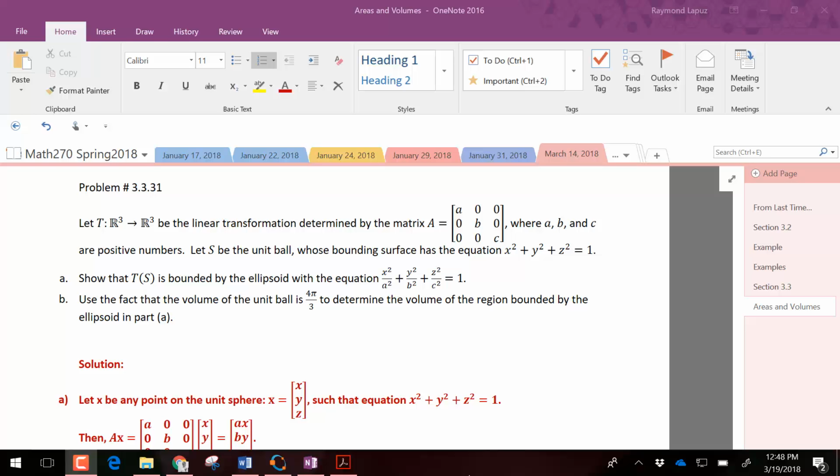From last time, we took a look at the whole idea about areas and volumes transforming through a linear transformation. Here's your information over here, where we have a transformation determined by this diagonal matrix ABC, and we want to know where the sphere, actually when they say the ball they mean the three-dimensional sphere, gets transformed to. And then they want us to prove that this actually gets transformed into an ellipsoid, a three-dimensional ellipse.